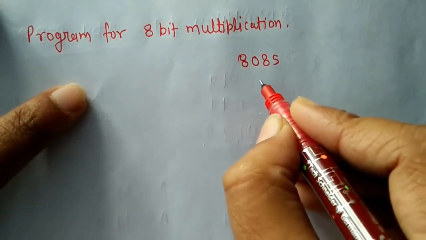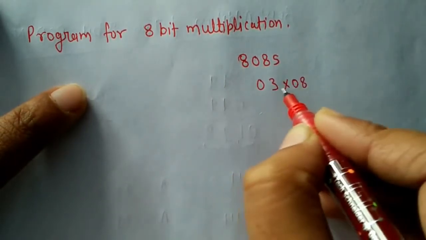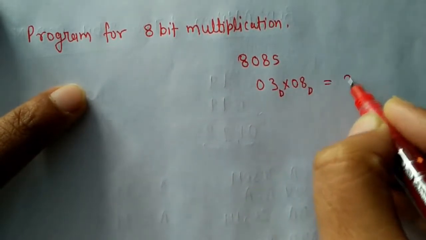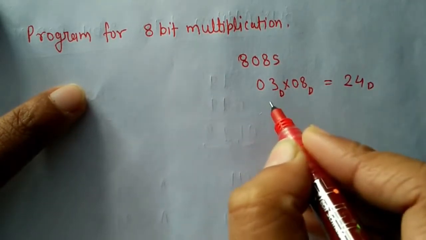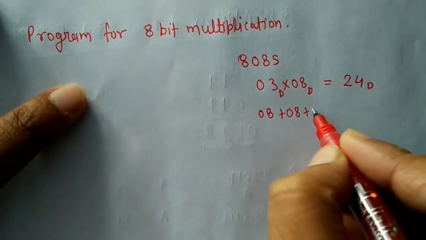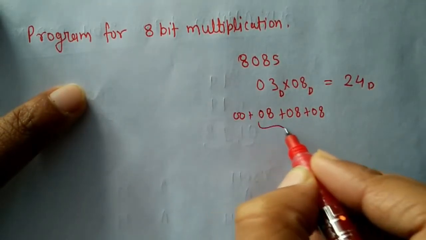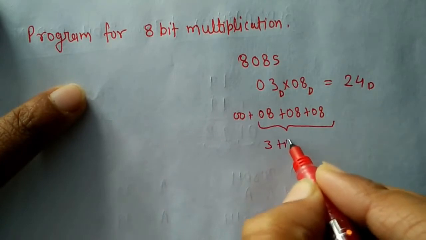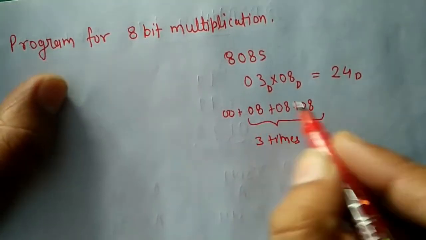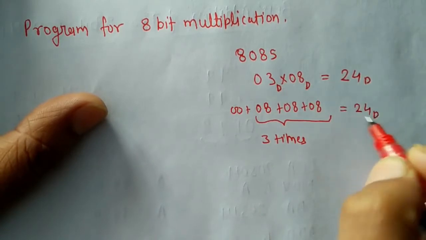Simply, if you are asked to perform 3 into 8, right now I'm discussing in decimal values, you will get the value 24 in decimal. So we can also get this value by adding 08, 08, 08. That means we are adding 08, 3 times. So we will have to perform addition and put that addition in a loop, and the loop will run 3 times. The result of this also will be 24 in decimal.